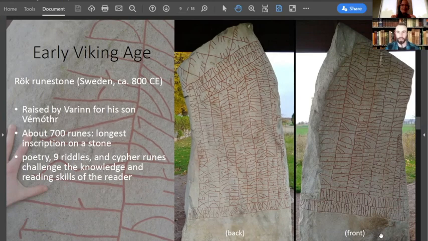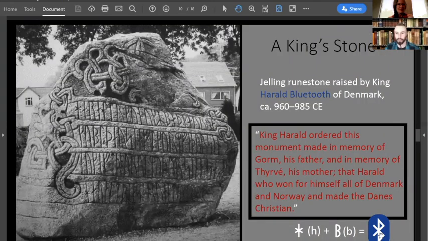So once again, this is the elite raising runestones. And the next is no different, actually. This is the famous Jelling runestone, which was raised by King Harald Bluetooth of Denmark, somewhere between 960 and 985. And it says, King Harald ordered this monument made in memory of Gorm, his father, and in memory of Thyrve, his mother, that Harald who won for himself all of Denmark and Norway and made the Danes Christian. So here King Harald is commemorating his parents and celebrating his achievements as King of Denmark.